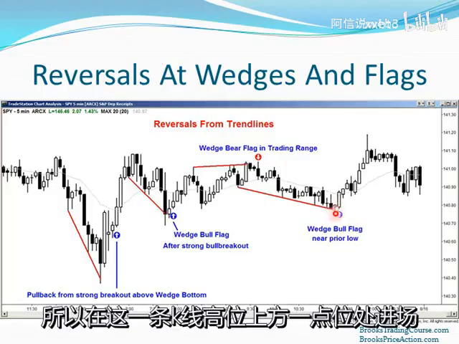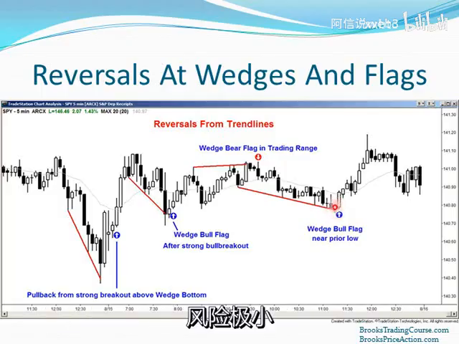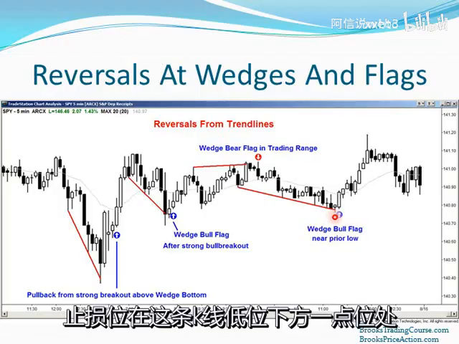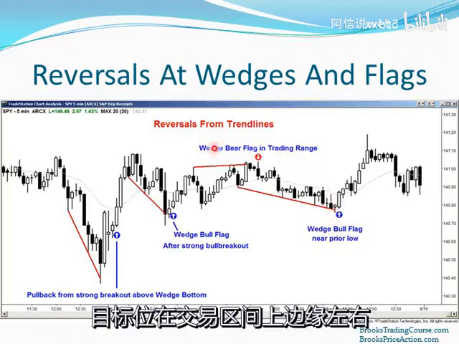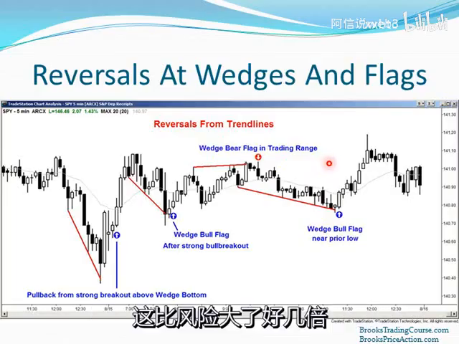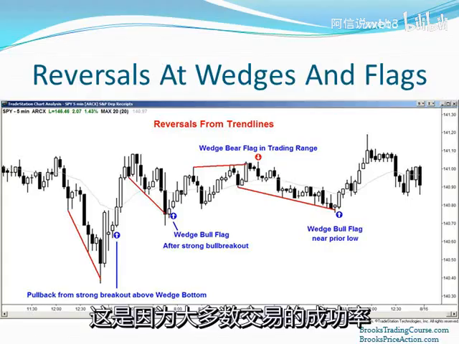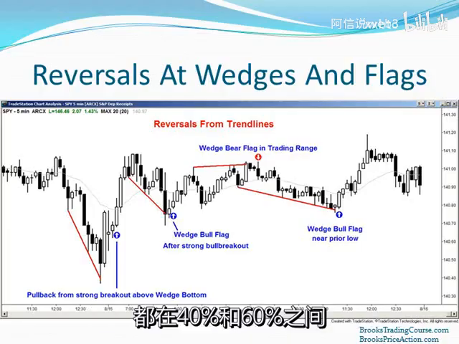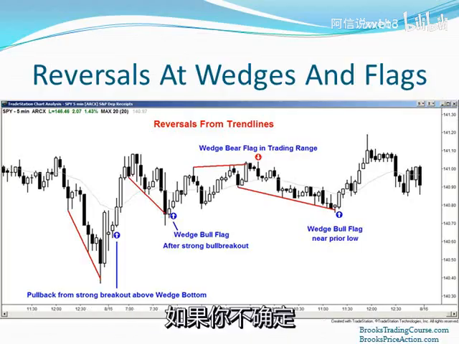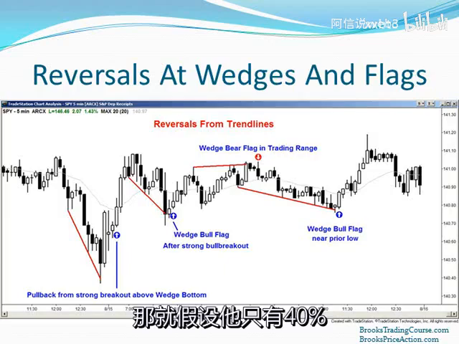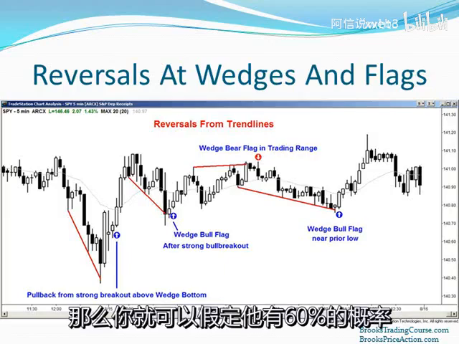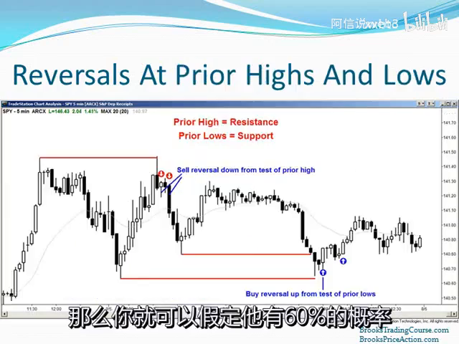So small risk, you enter 1 tick above the high of the bar, you stop 1 tick below the low of the bar, and your target is somewhere around the top of the trading range, and that's several times bigger than the amount that you're risking, yet the probability is at least 40%. I say that because probability for most trades is 40 to 60%, and if you're not certain, assume that it's 40%. If you're very, very confident, assume that it's 60%.